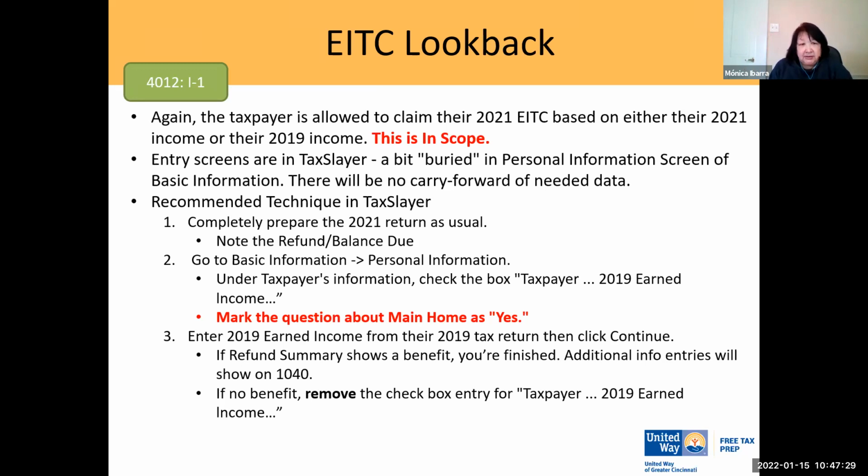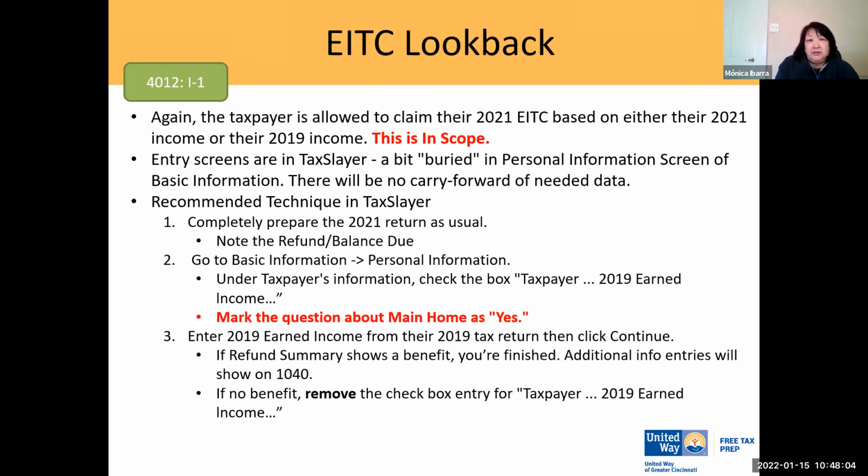You're doing that comparison. So you finish the return, and then you go back to the personal information, the basic information. And that is where you can find where you put in the 2019 income. And then you just make the comparison. Did the comparison help? Yes, they're getting more earned income tax credit, or did it not help? I'm looking at the refund or amount due box, and it's not changing. So if that's not the case, then you just remove it.